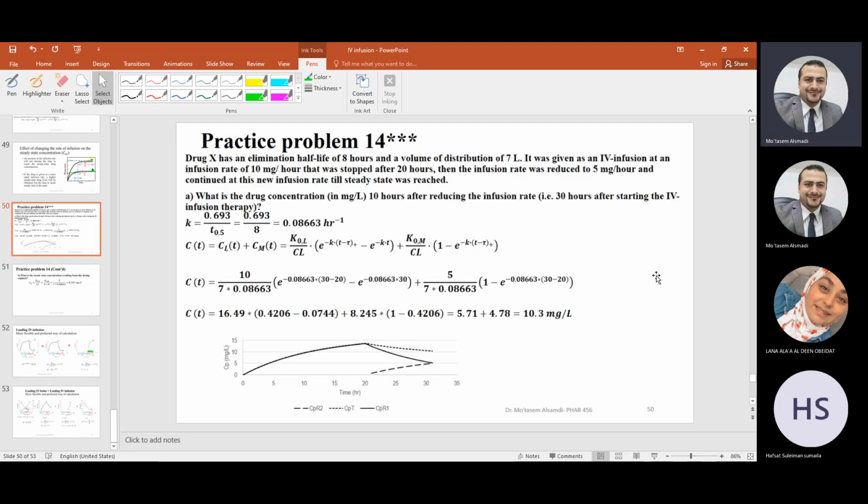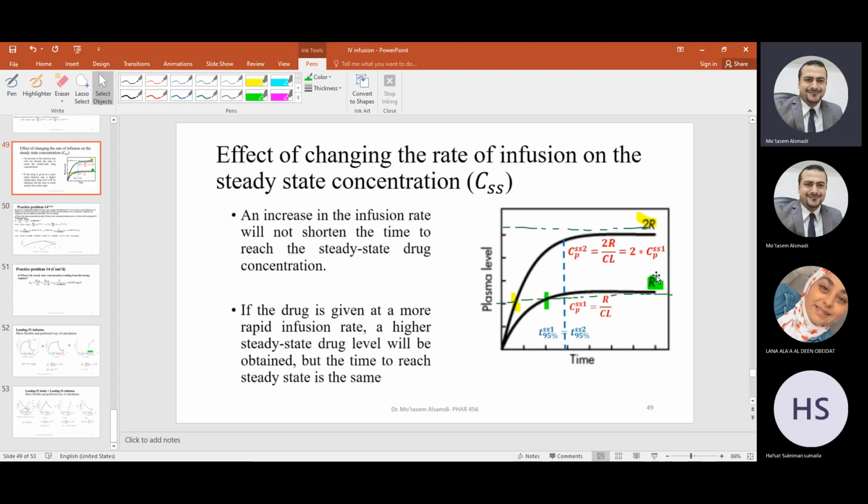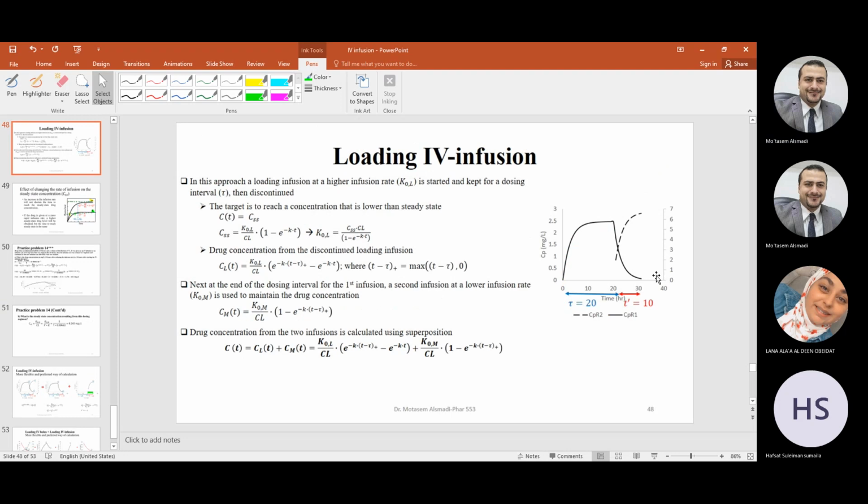We said this method, I prefer this method because it's more flexible. Now let's go to the other method that's here in the slide. This method in the slide only applies to a specific case. What's the specific case? You are given a loading IV infusion for a period of time, we call it tau. Then you stop the first IV infusion and you immediately start a second infusion. There's no gap time between the end of the first infusion and the start of the second infusion.